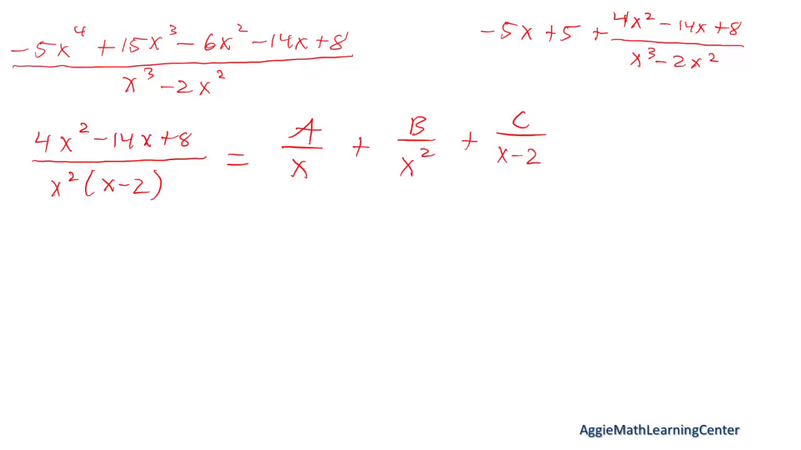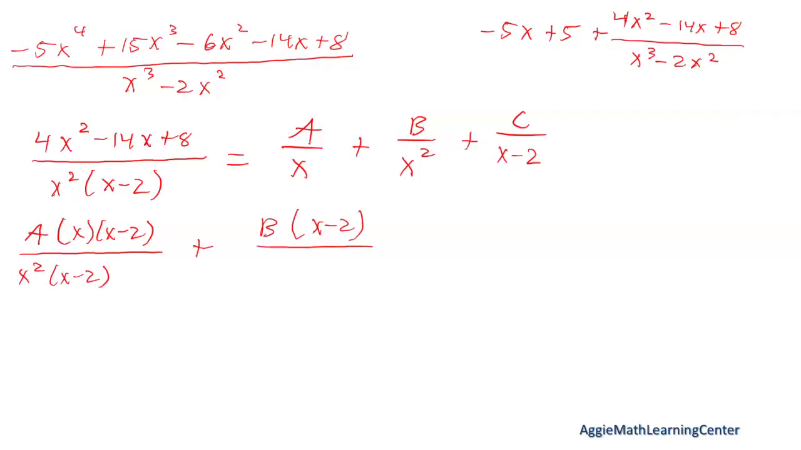So now we want to get a common denominator here. And so you have an a. The a needs to be multiplied by an x and an x minus 2 so that it'll all be over an x squared times an x minus 2. And the b needs to be multiplied by an x minus 2. And the c will need to be multiplied by an x squared.